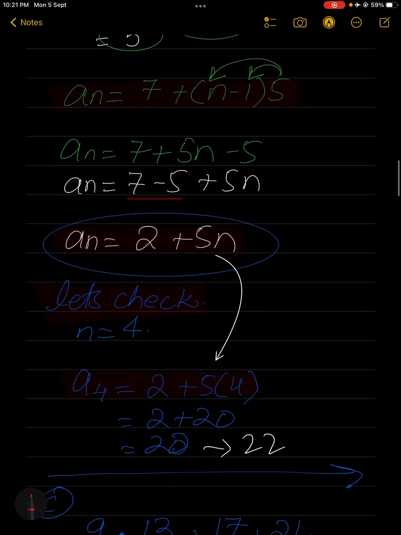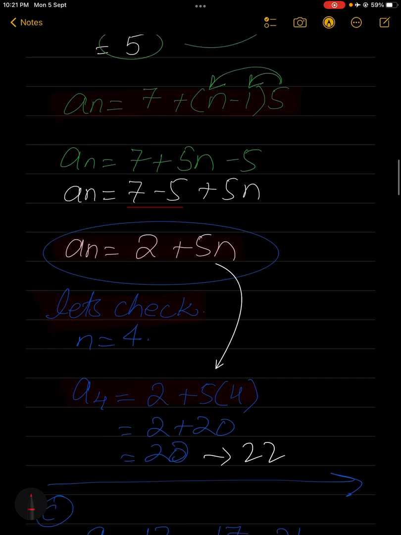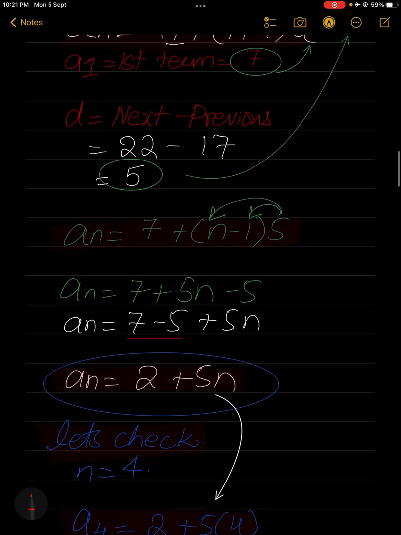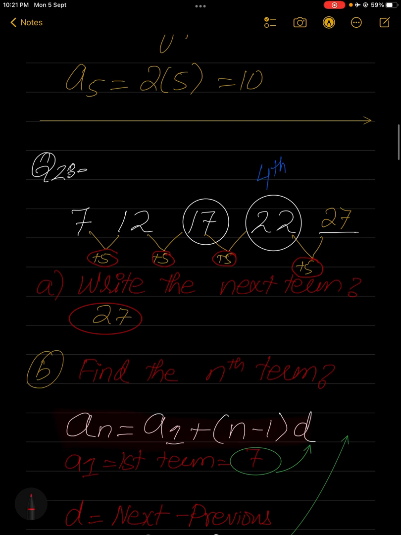Let's check. For example, I'm going to check with 4 only. So n equals 4. a4 equals 2 plus 5 into 4. So 5 fours are 20, and 20 plus 2 is 22. So that's the final answer for the question. It means that at the fourth place we should have 22. Let's go back and check. You can see that on the fourth term I have 22 already written.